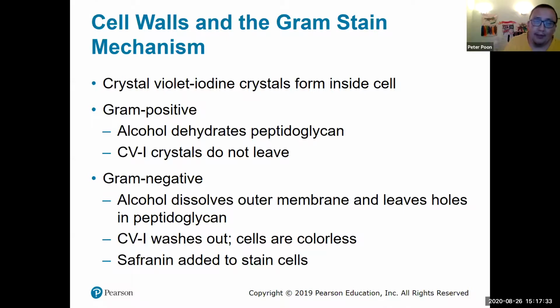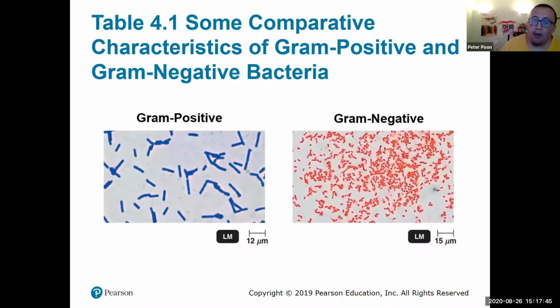So crystal violet iodine forms inside the cell, and we'll do a lot about the gram stain in the lab, so don't worry too much about it from the lecture. Just know that gram-positive is purple and gram-negative is pinkish. It's usually pinker than that, but that's really good.